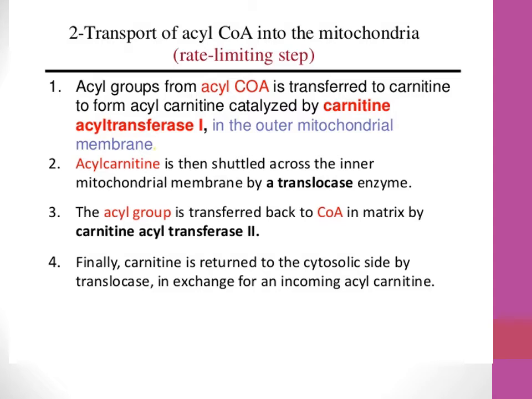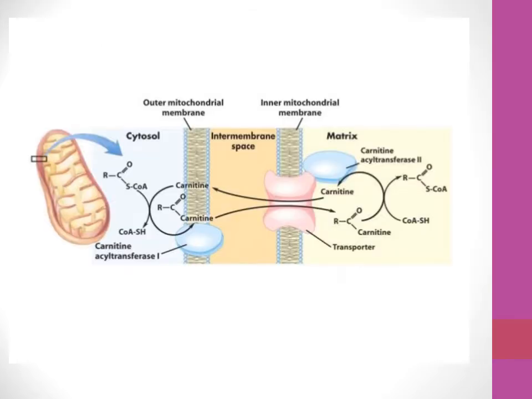This acyl group is transferred back to the coenzyme A in matrix by carnitine acyl transferase 2. Finally, carnitine is returned to the cytosolic site by translocase in exchange for an incoming acyl carnitine. This is the whole process picture.